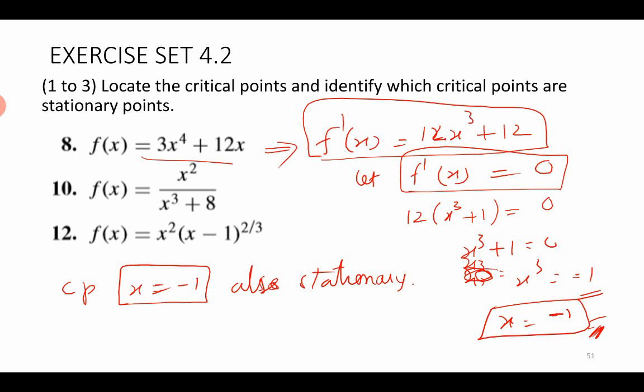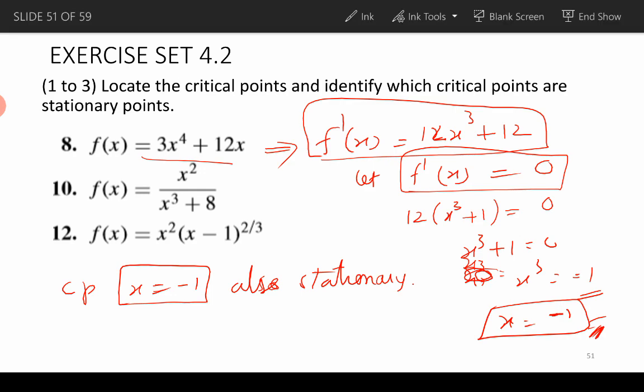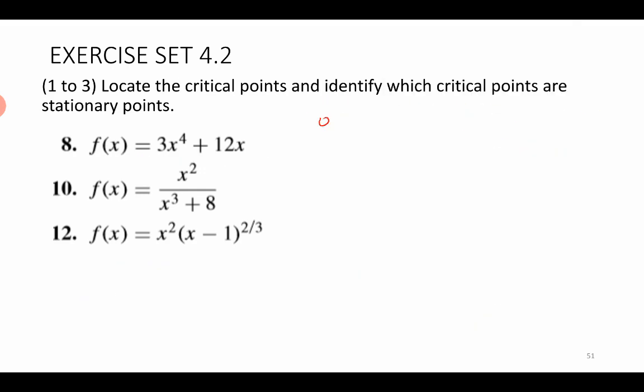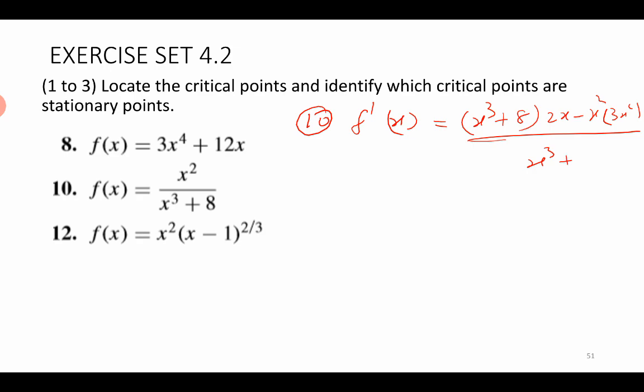Let's see the second case, problem number 10. Differentiate it by using the quotient rule. What do you get? The denominator x cube plus 8 times the derivative of x square, which is 2x, minus x square times the derivative of x cube plus 8, which is 3x square, divided by x cube plus 8 whole square.